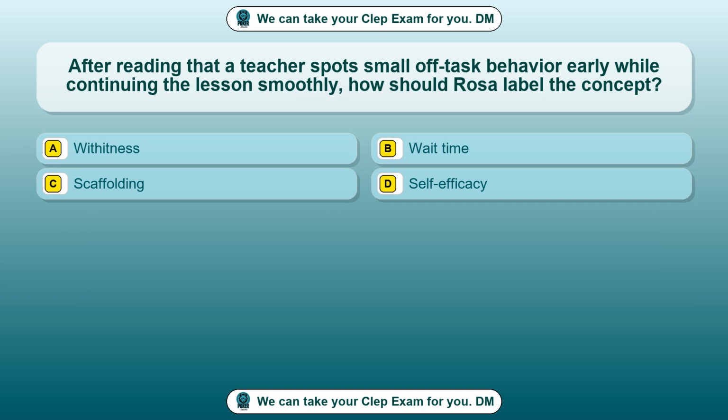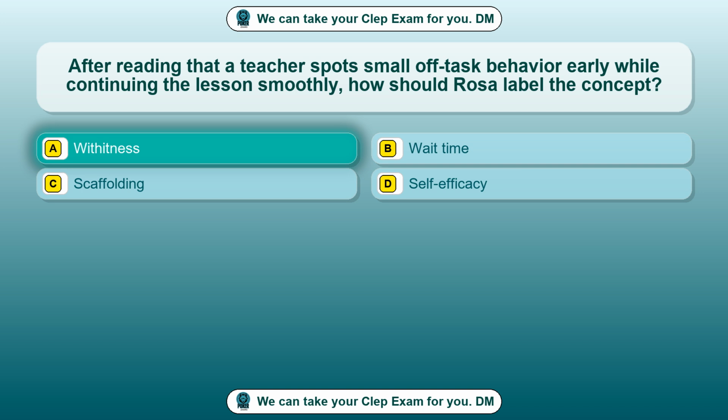Question 74. After reading that a teacher spots small off-task behavior early while continuing the lesson smoothly, how should Rosa label the concept? Option A, witness. Option B, wait time. Option C, scaffolding. Option D, self-efficacy. The correct answer is option A.